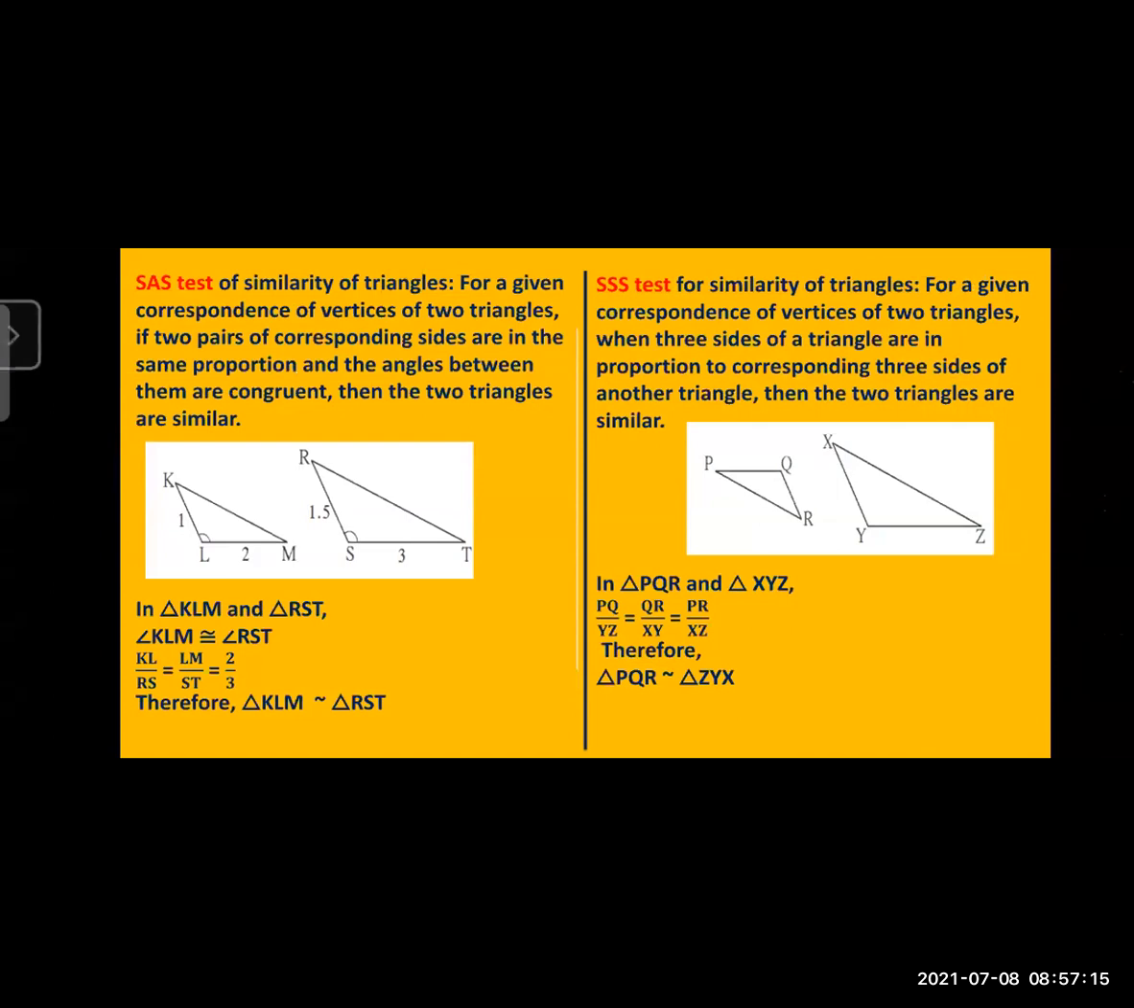So in triangles PQR and XYZ, PQ by YZ, QR by XY, and PR by XZ. All three sides are in proportion. We say that these two triangles are similar by SSS test. Okay, students. So here we discuss the three tests of similarity.